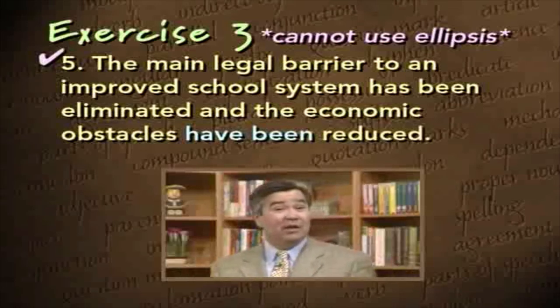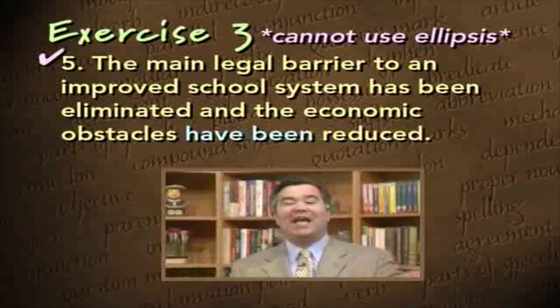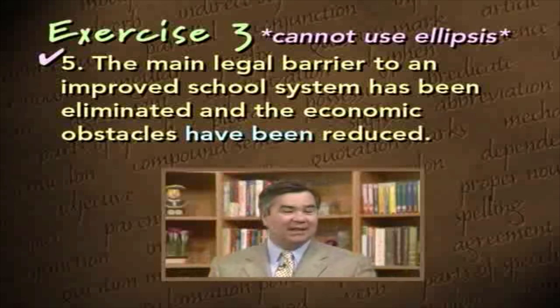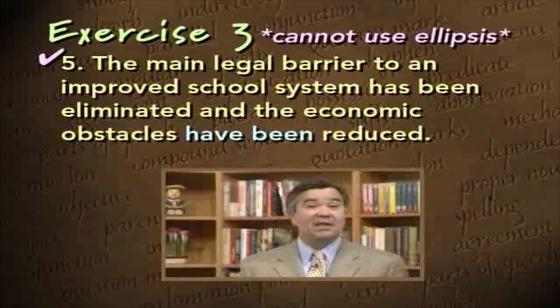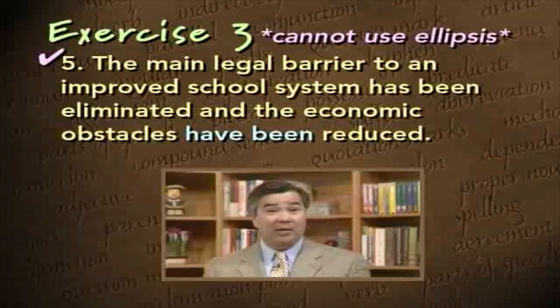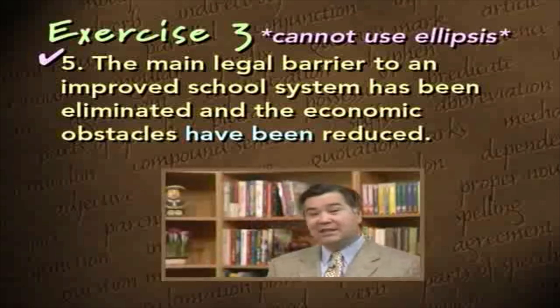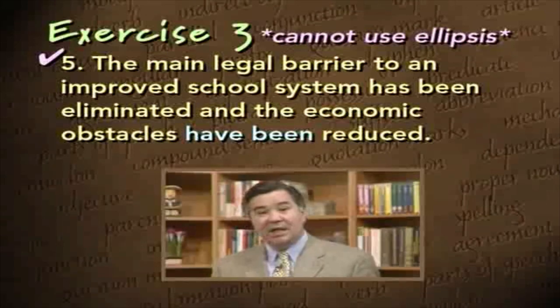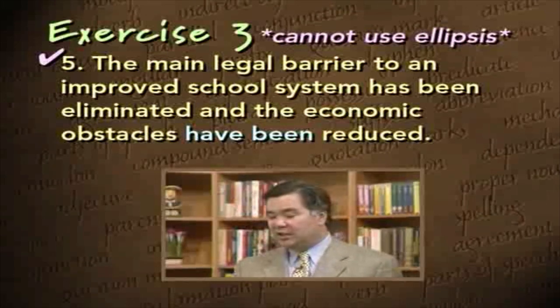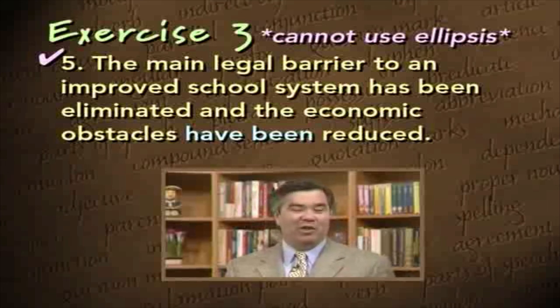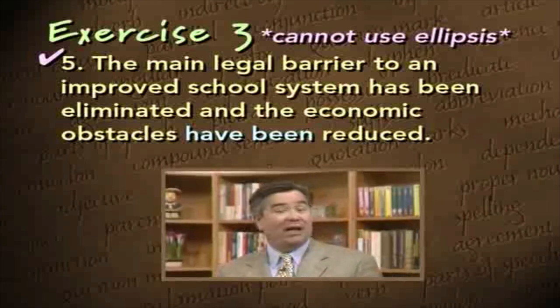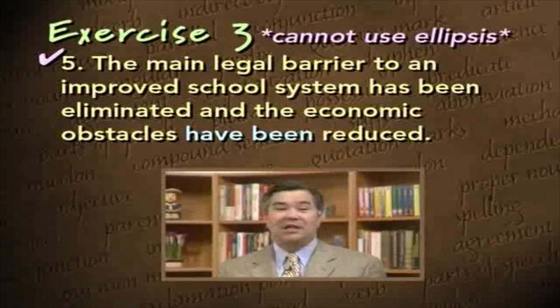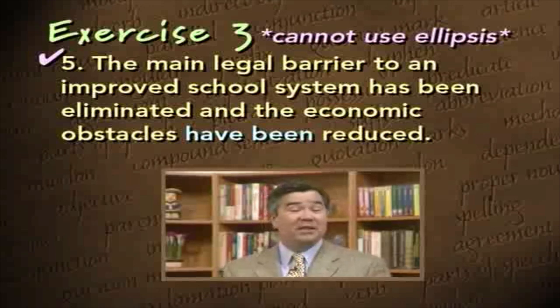Therefore, we can't use ellipsis here because the exact same words can't be reinserted and make a correct sentence. Instead, this sentence has to be fixed by spelling out that second verb and therefore making the sentence a little less concise but more correct grammatically. The sentence would then read, "The main legal barrier to an improved school system has been eliminated and the economic obstacles have been reduced." So this is a sentence where ellipsis isn't really practical because we simply need different verbs to make the two clauses correct.